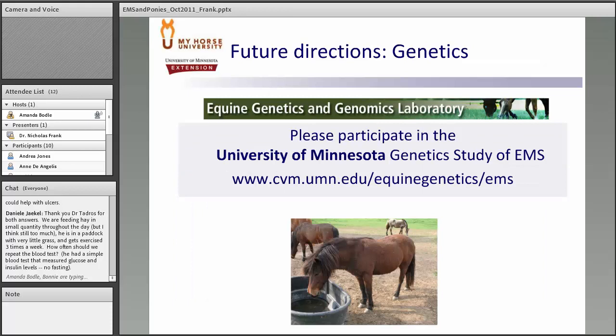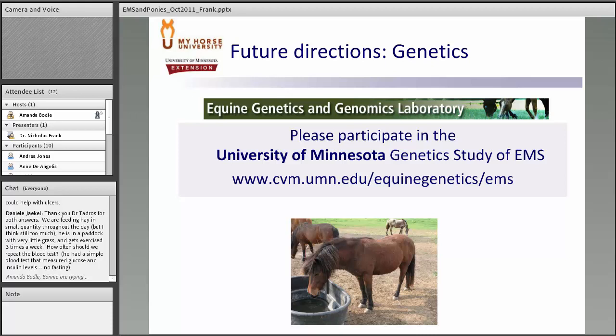So I leave you really with this slide, and that's to say that if we look at the genetic side of things, we've really only touched the surface. This presentation has been part of a large group project that was funded by the USDA, and part of that group is the University of Minnesota Genetics and Genomics Laboratory. This group at the University of Minnesota are trying very hard to look at the genetics of equine metabolic syndrome in ponies and in horses.